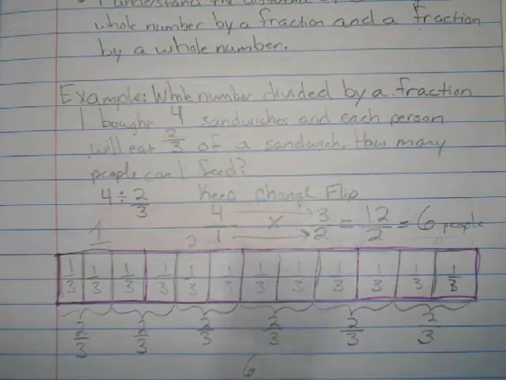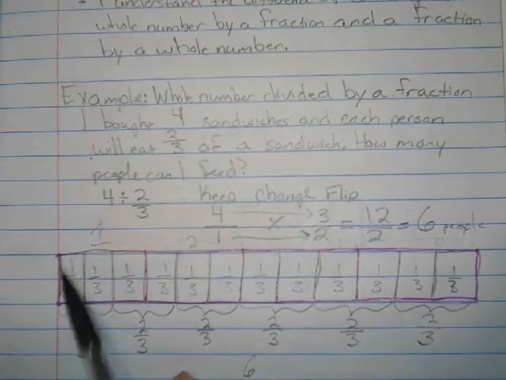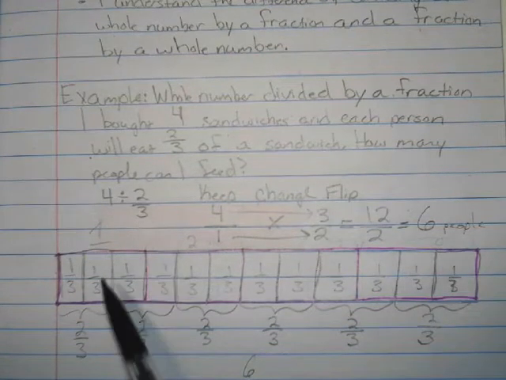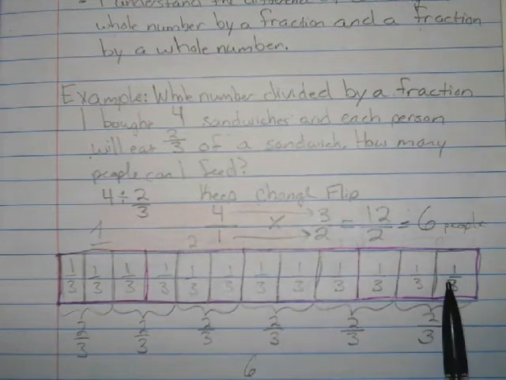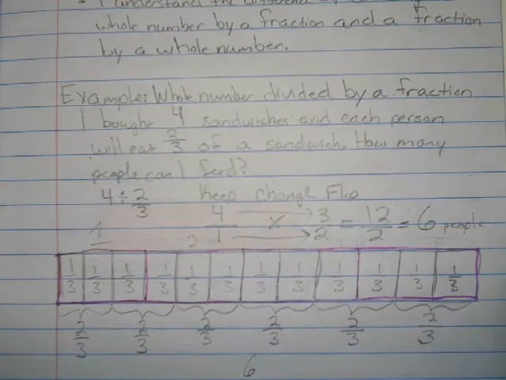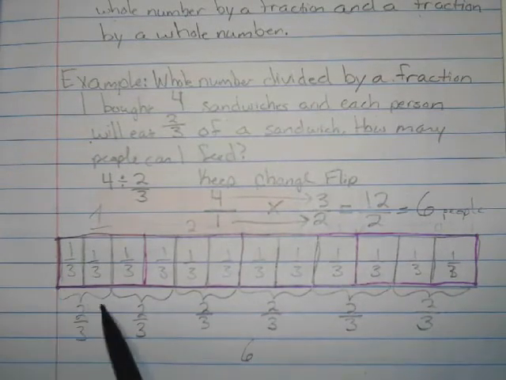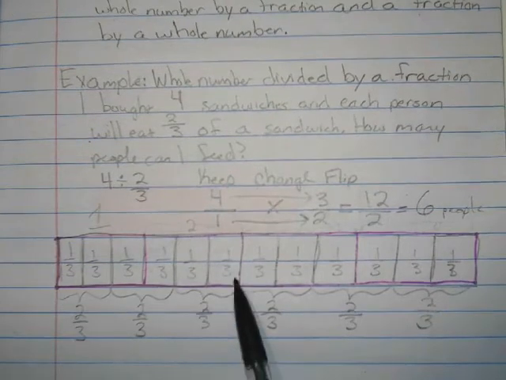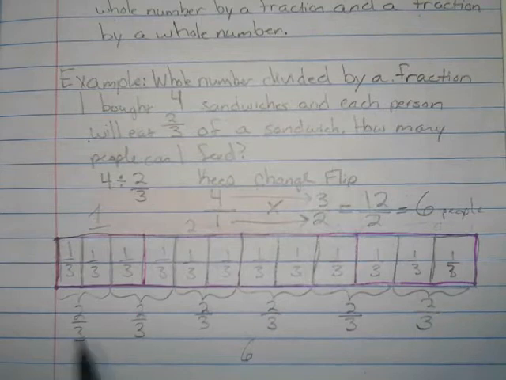And I had to do thirds because I was dividing by thirds. So I took my whole number, broke it into whatever the denominator was, which was a 3. So I broke each one into 3 parts, which is why there are 12 1/3. And so then I just needed to see how many 2/3 were in there. So here's the 2/3, there's the 2/3, there's the 2/3, there's the 2/3, there's the 2/3, there's the 2/3. And that would be 1, 2, 3, 4, 5, 6.